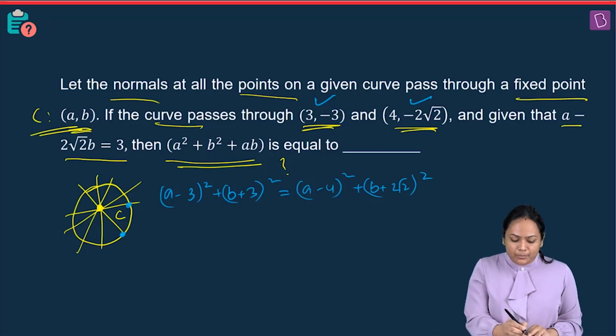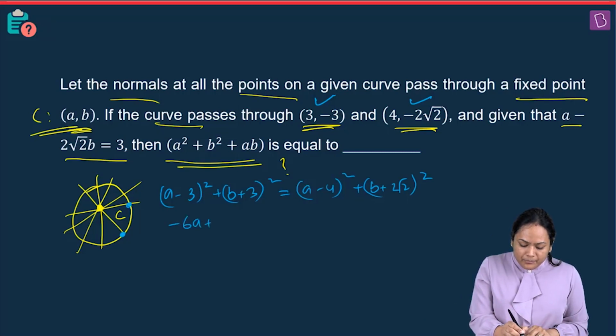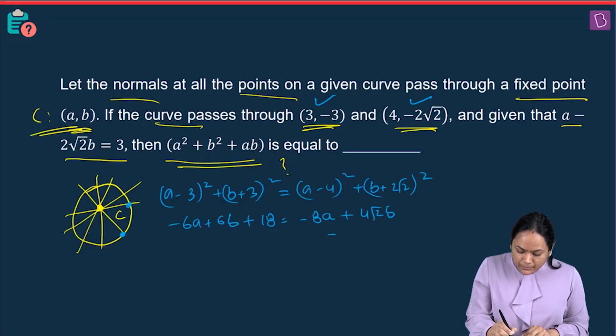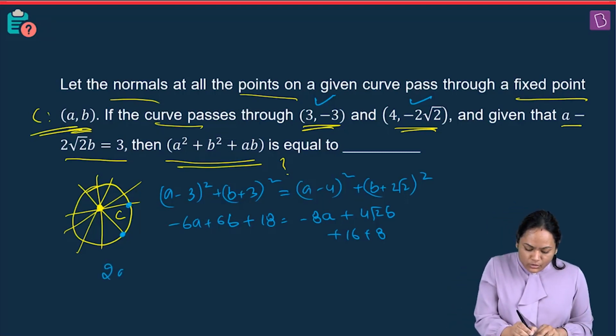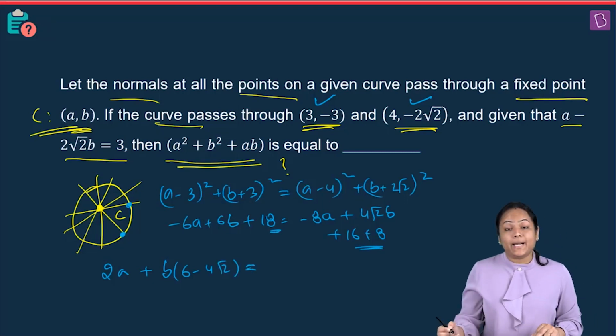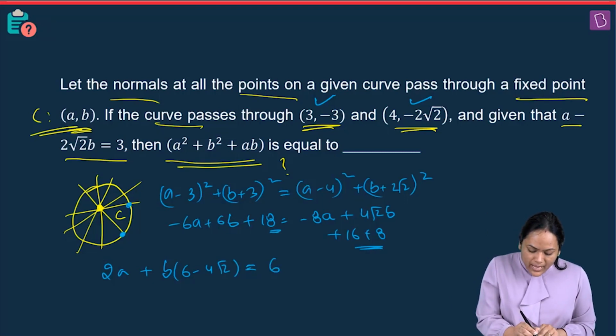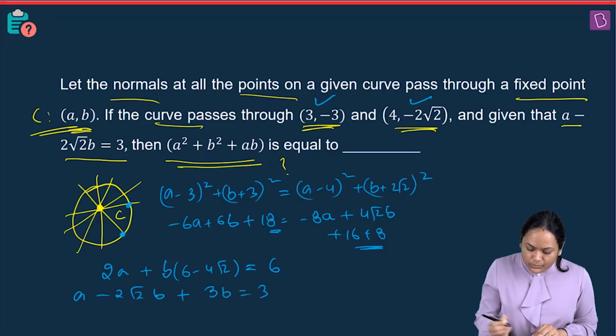So when I expand the entire part, I'm going to get minus 6A plus 6B plus 18 is equal to minus 8A plus 4 root 2 B plus 16 plus 8. When I bring terms to one side, it's going to give me 2A plus B times of 6 minus 4 root 2 is equal to 16 plus 8 minus 18, which is going to give me 6. So that means A minus 2 root 2B plus 3B is equal to 3.